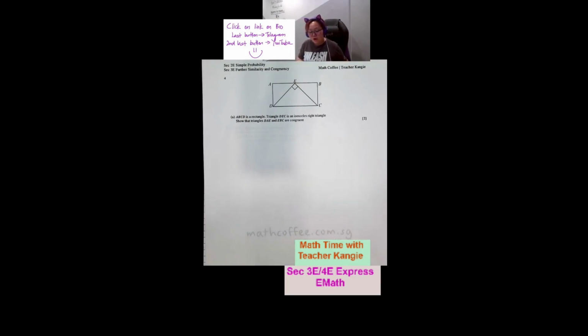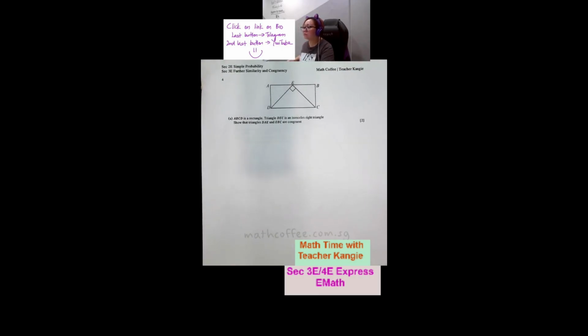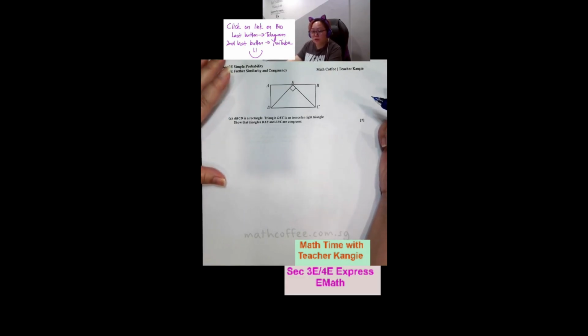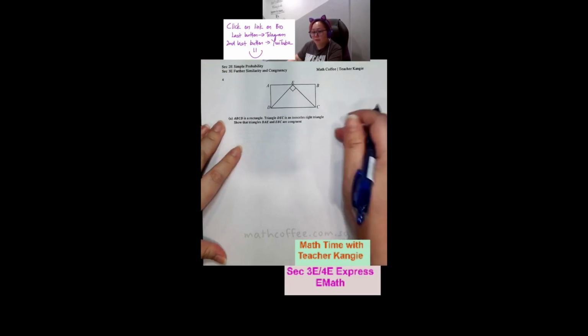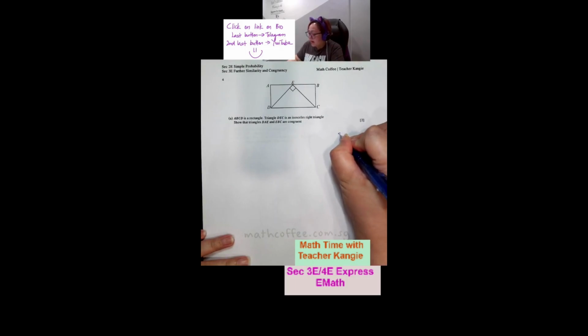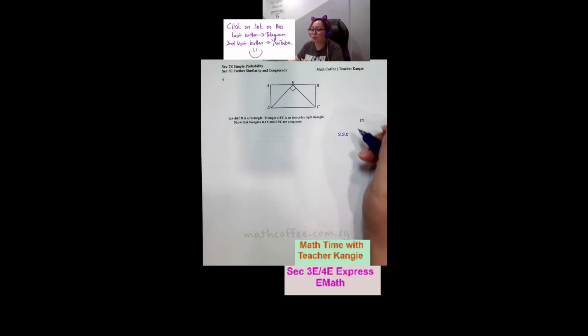Okay, so now question number 4, we'll be doing proving of similarity and proving of congruency. So this question is proof of congruency. Before I start this question, what are the conditions that we have to prove for congruency? At the side here, I'm going to state that. You have SSS. That means you have to prove 3 corresponding sides are exactly the same, which means they are congruent triangles.